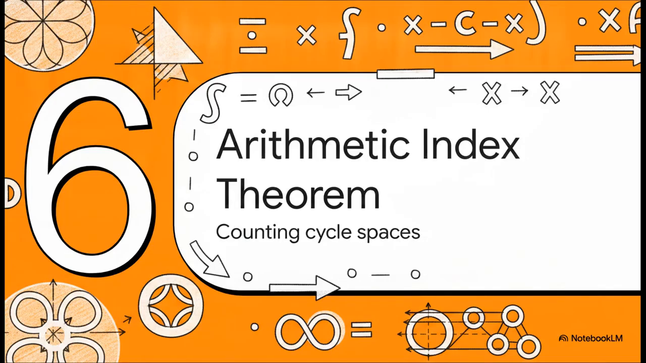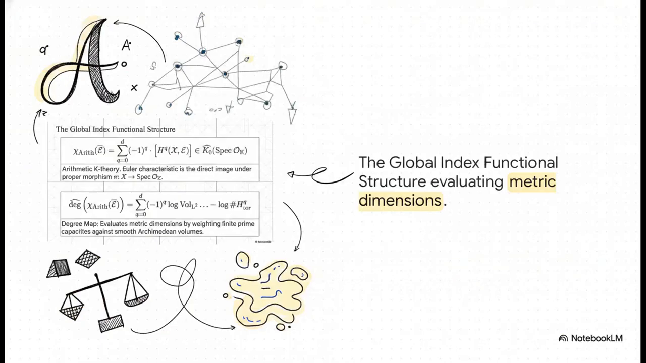And finally, stage 6, the Arithmetic Index Theorem. For our grand finale, we need to count the exact dimensions of the cycle spaces generated by our arithmetically stabilized sheaves. We apply the arithmetic degree map here to measure those metric sizes. We use arithmetic K-theory for the Euler characteristic, and then apply the degree map to beautifully balance and weight the finite prime capacities against the smooth Archimedean volumes.